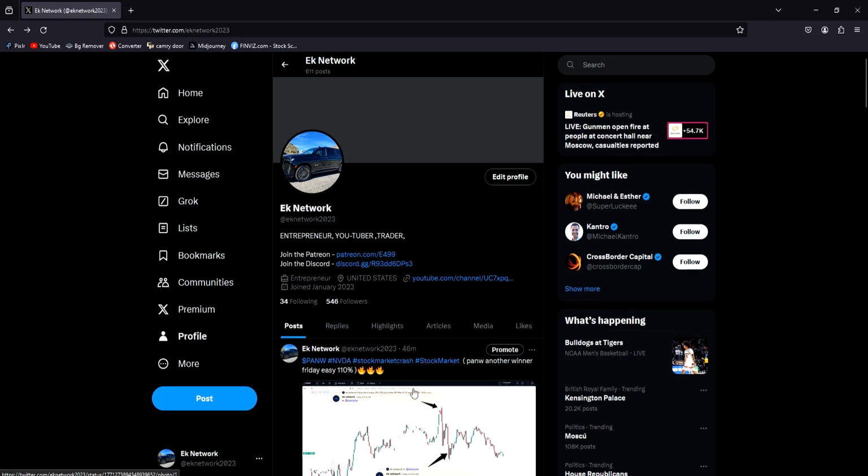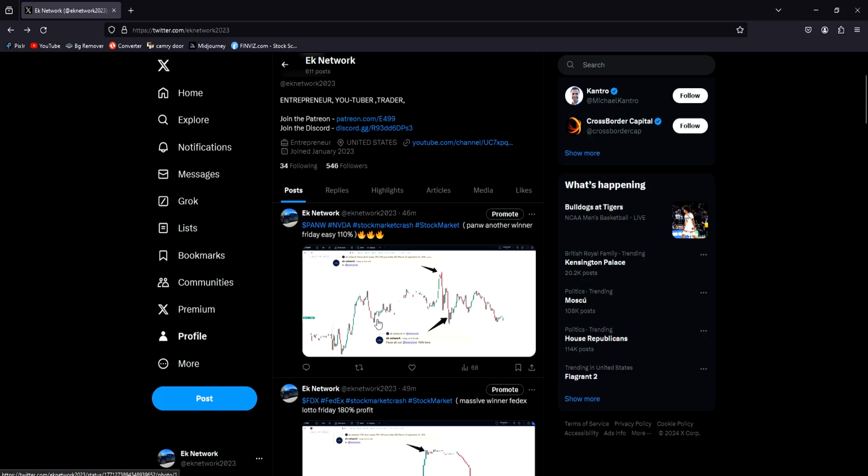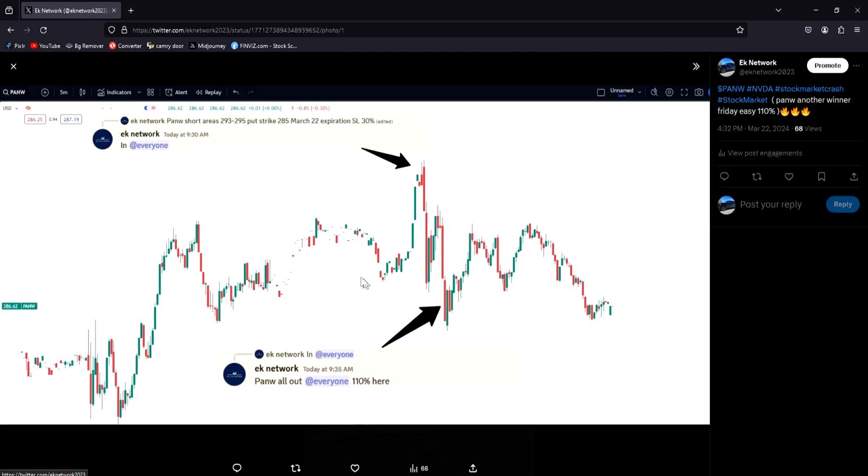Now here's some fantastic plays from today, and this went through the roof within 5 minutes. PANW, shorting right here pretty much at the top above 290. It was 293 where I got in, I think, or just below 293, and this thing exploded in 5 minutes from 9:30 a.m. to 9:35 a.m. 110% profit, got out.